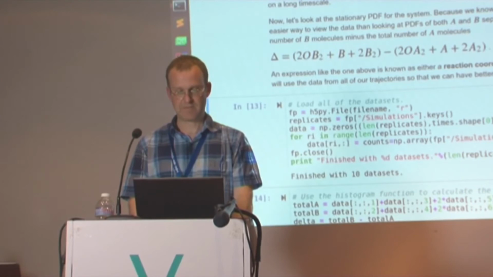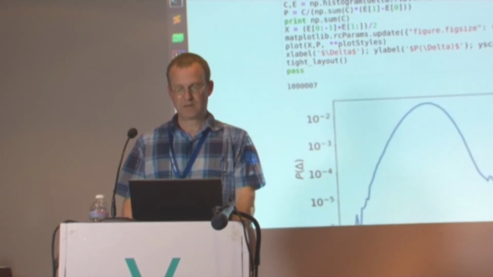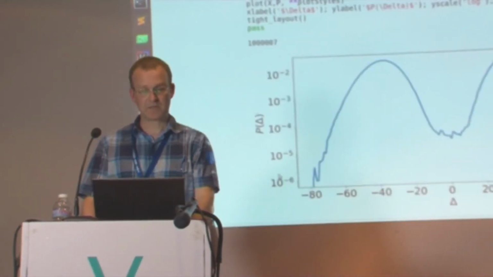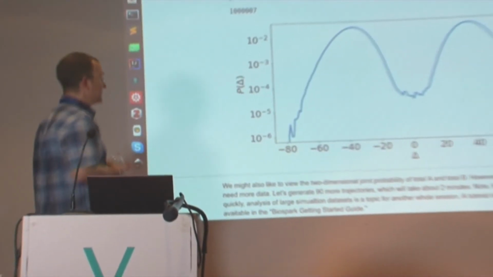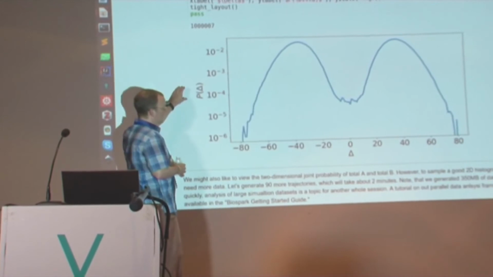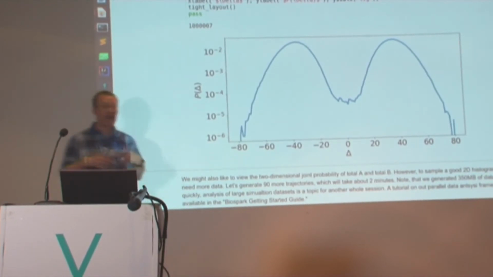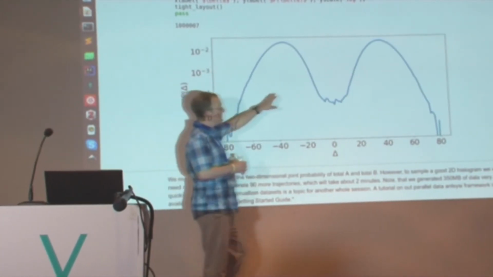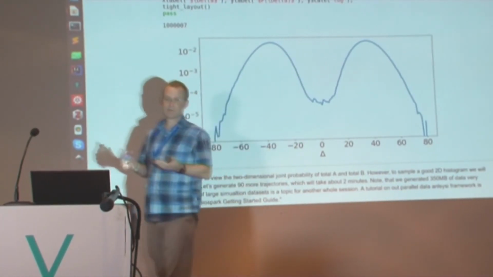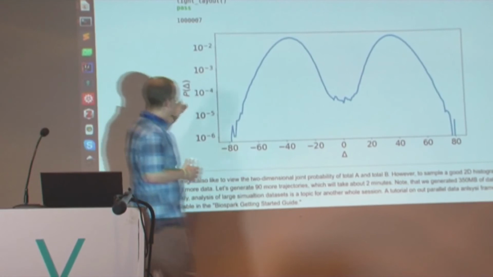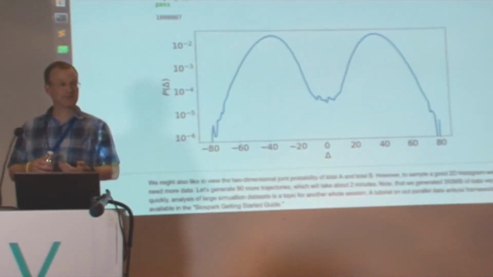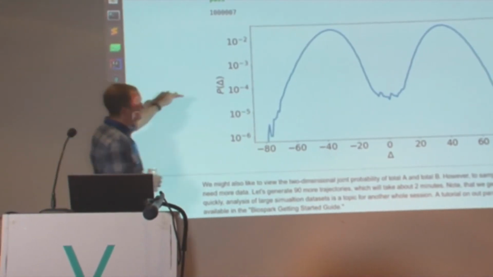All right, so let's do that. Now I'm going to load all of the trajectories, all 10 data sets, and then plot a probability distribution, a histogram, of the probability to have a particular value of the order parameter. And now you can see the two states that we talked about before, and additionally we can see this minimum between the states, which here is going to be, say, 10 to the minus 4.